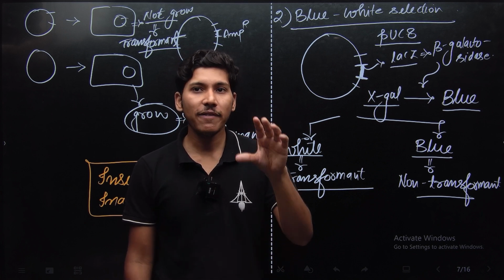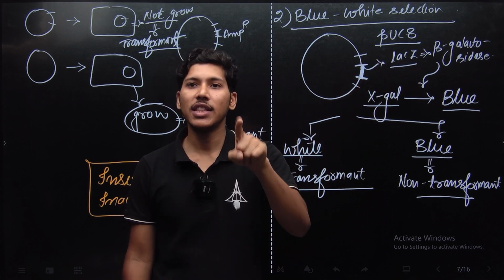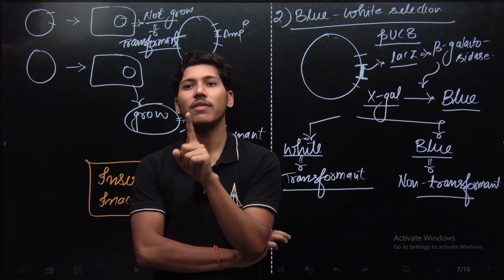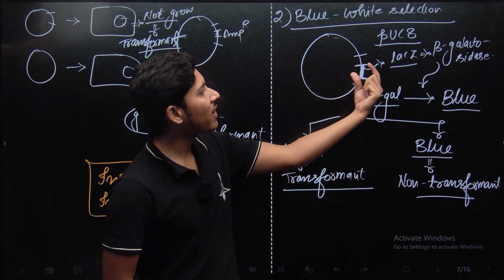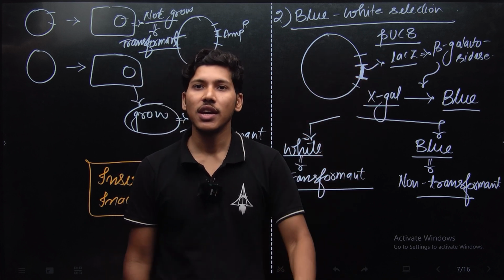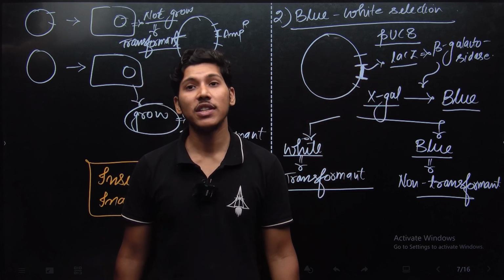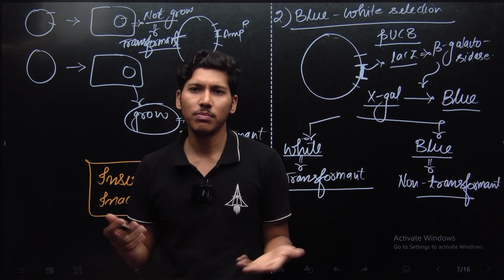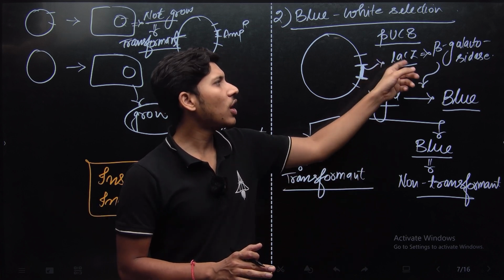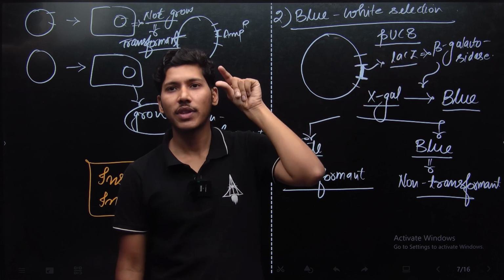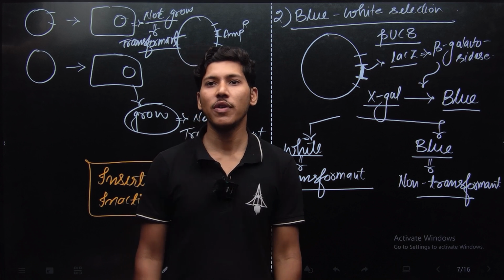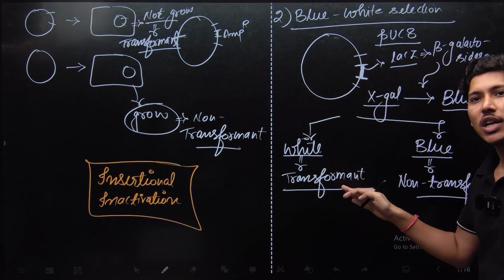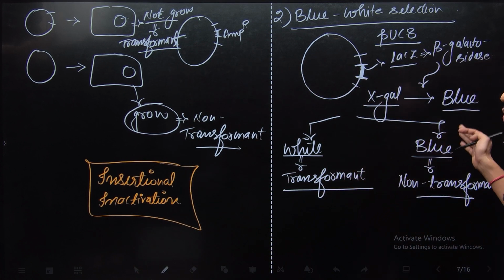Okay, so if this lacZ is active, then that colony will give blue color. But if we are able to insert our gene of interest inside this lacZ gene, then that will not give a blue color. That will give a white color, because the lacZ gene has been inactivated due to insertion of our gene of interest here. So if it is white, then we have got our transformant. If the colony is blue, then it is a non-transformant colony. Okay.